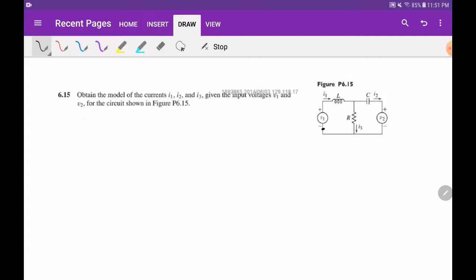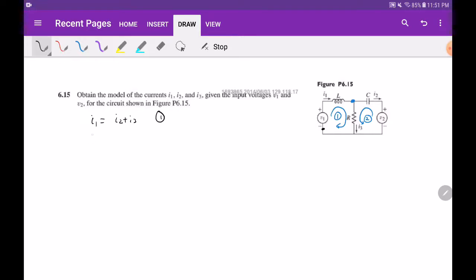So I'm going to use the loop law. I'm going to say this is my loop 1, and this is my loop 2, and then I have a node right there. Let's start with that node. The current junction law says the current going into this node is the same as the current coming out of that node. That means I1 is equal to I2 plus I3. So that's equation 1.